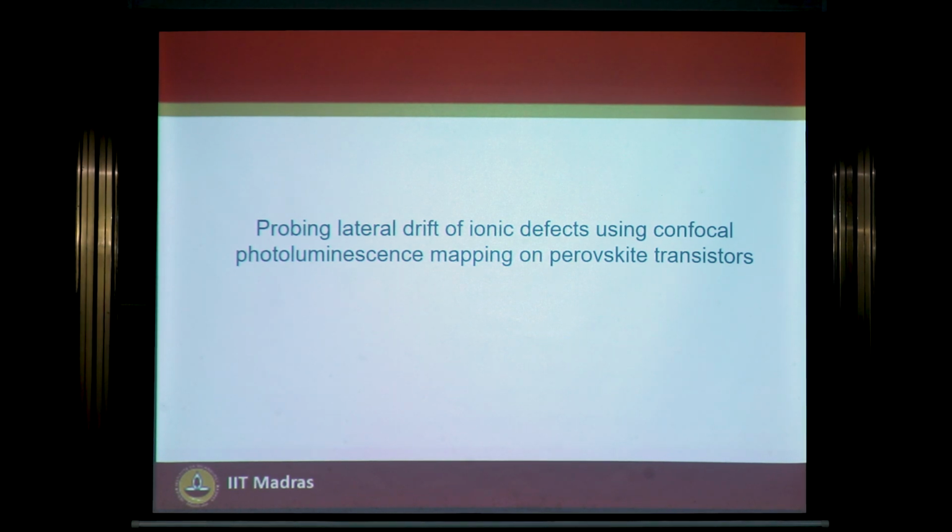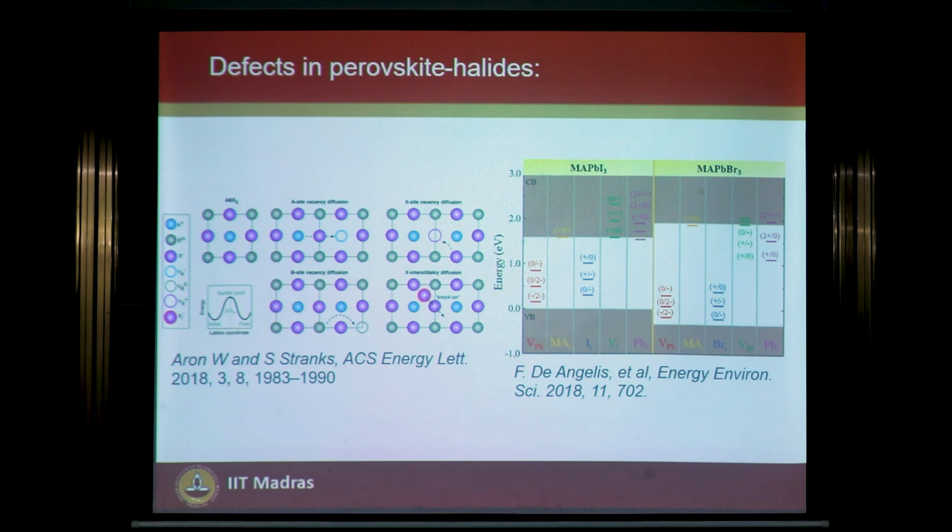The last topic is the important aspect: what is the nature of the ionic motion which is happening in the system. So we try to probe this. As I was saying, there are different kinds of defects, because it's a three-element compound. Some of them I'll put across first: there is a lead vacancy, which is a strong quencher of charges, and also interstitial iodine. These are the two culprits which quench our charges.